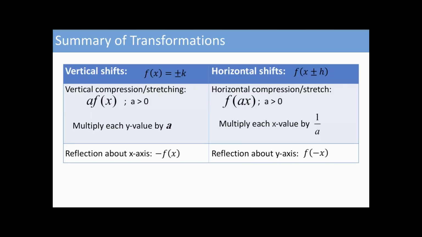So here is a summary of what they do. Vertical shifts, horizontal shifts. Okay. And then the reflection on the outside and the reflection on the inside. Okay. Get to answer the EQ.